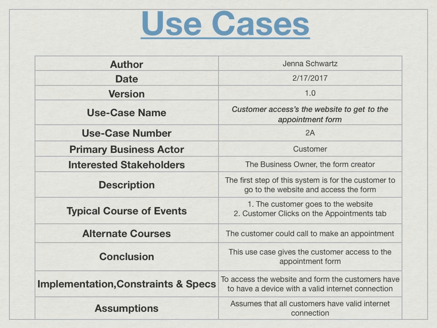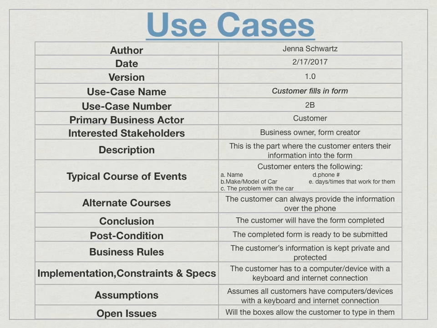The constraint is that in order to access the website, the customers have to have a device with a valid internet connection. And that's the assumption, is that all customers will have a valid internet connection. The next one, case number 2B, is the customer fills in the form.